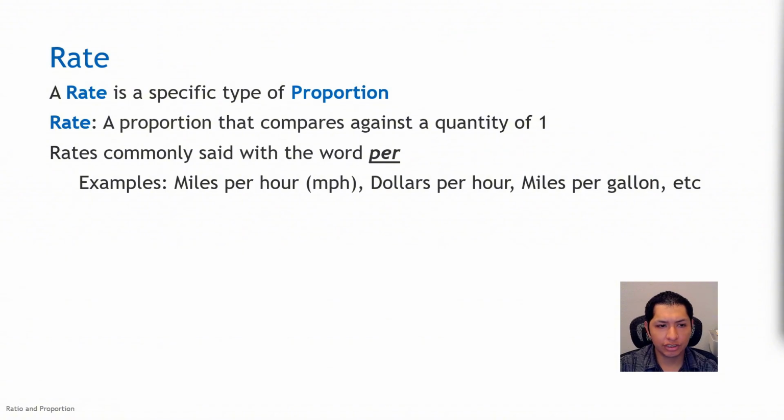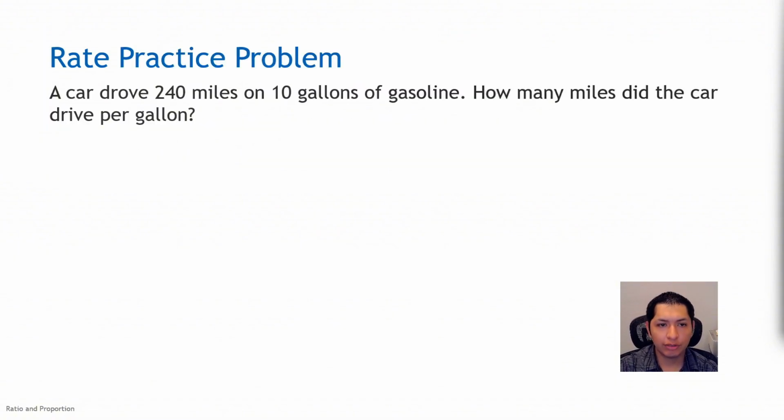And the indication of a rate is very commonly seen when you see the word per. When you see the word per, it usually means per single amount. So miles per single hour, dollars per single hour, and miles per single gallon. Here is a rate practice problem. A car drove 240 miles on 10 gallons of gasoline. How many miles did the car drive per gallon? Here, we know that it is a rate problem because it gave us the word per.